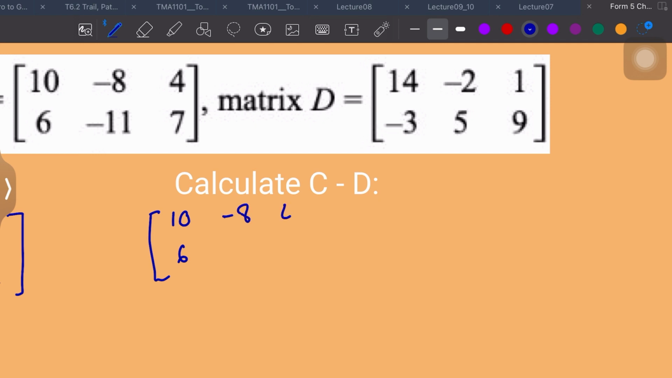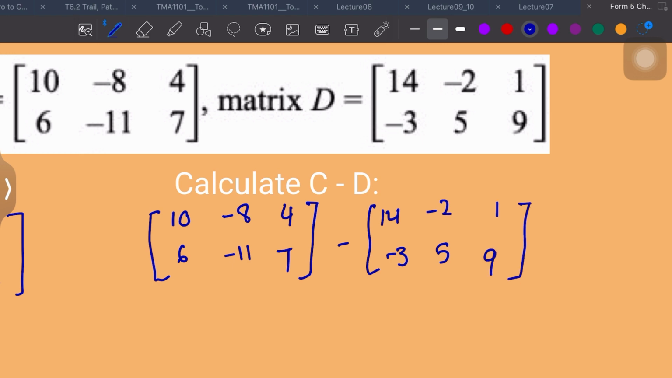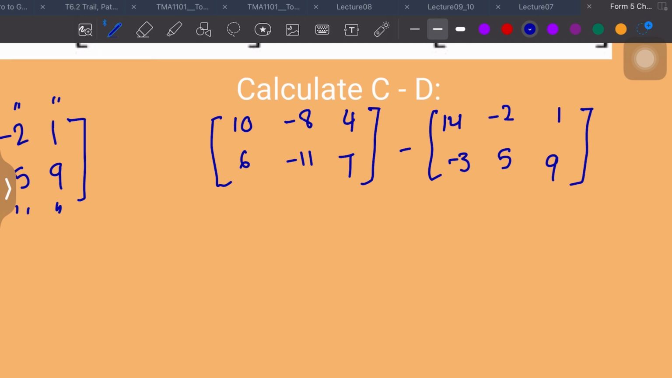Negative 8, 4, 11, 7, minus with 14, negative 3, 5, negative 2, 1, 9. So C minus D. So what will be the answer?